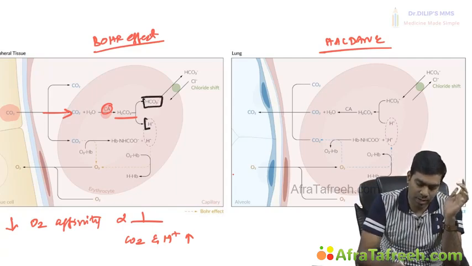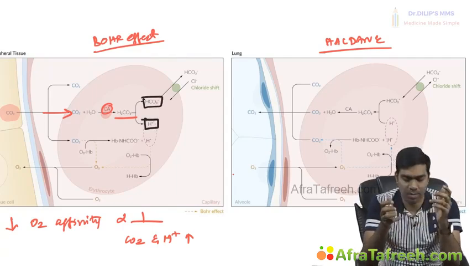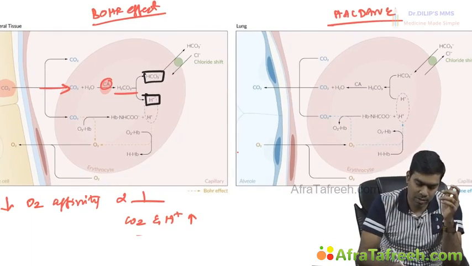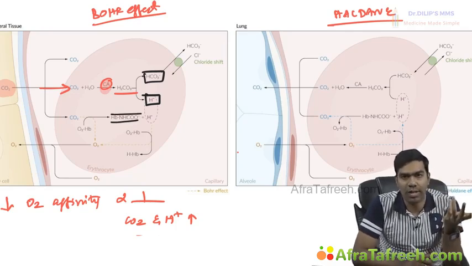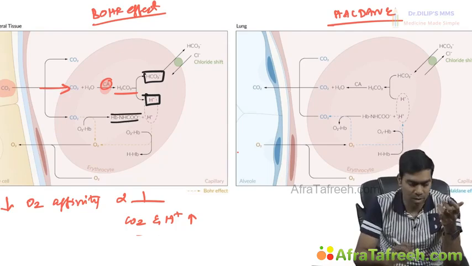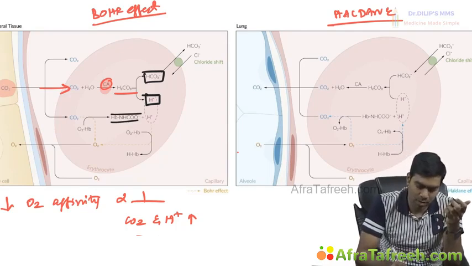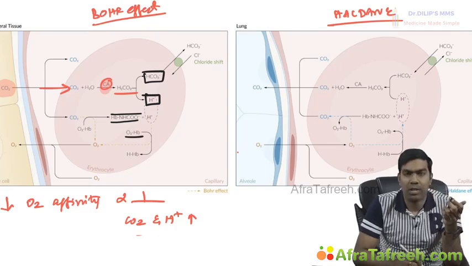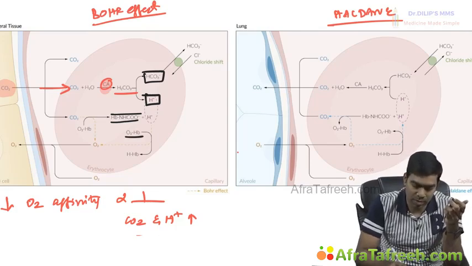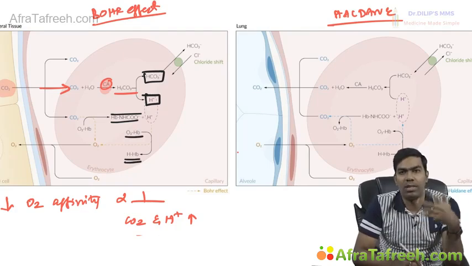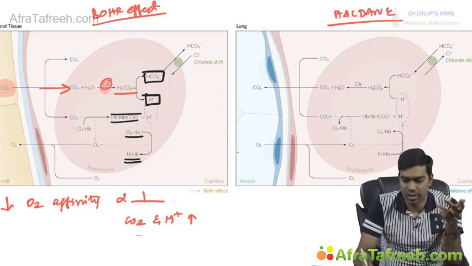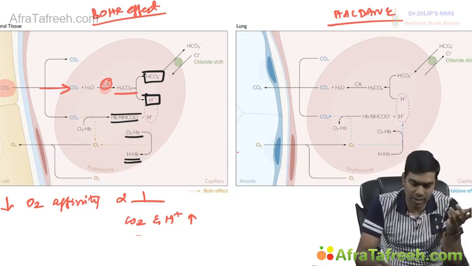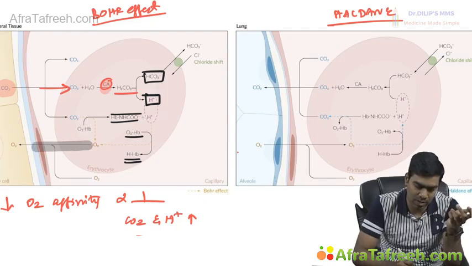It dissociates immediately into H plus and HCO3 minus, where this H plus is going to bind with the hemoglobin, because hemoglobin is also a very efficient buffer. Once it binds with the hemoglobin, the oxyhemoglobin becomes hemoglobin with H plus. Once the H plus concentration is increased, definitely your oxygen affinity will decrease, and because oxygen affinity decreases, the O2 is released into the peripheral tissues.